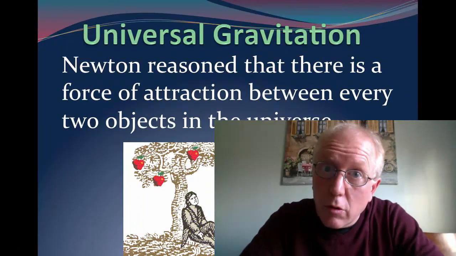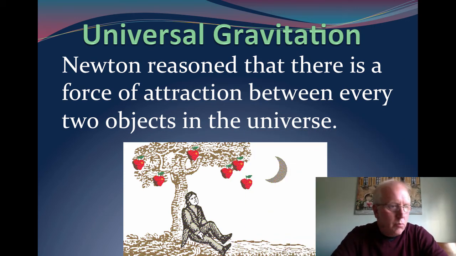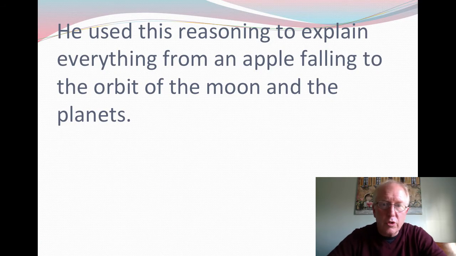So the idea here starts with Newton seeing an apple fall out of a tree, or so the story goes. And the story says that Newton, seeing the apple falling out of a tree, realized that something made it fall out of the tree, and that same something was what kept the moon going around the Earth and the Earth going around the sun. And this is universal gravitation, the idea that there's an attraction between every two objects in the universe. So he again used this to explain lots of those things.